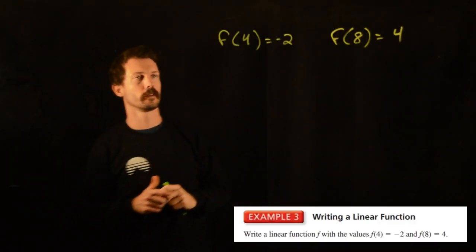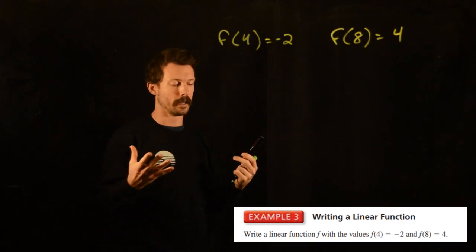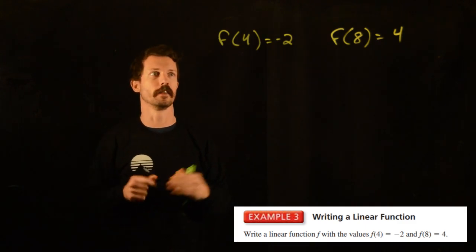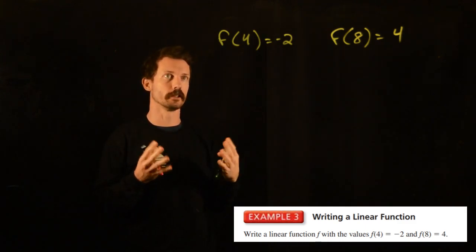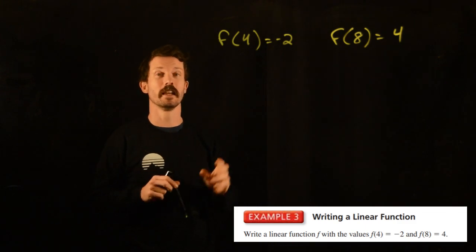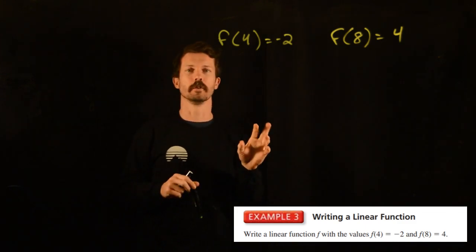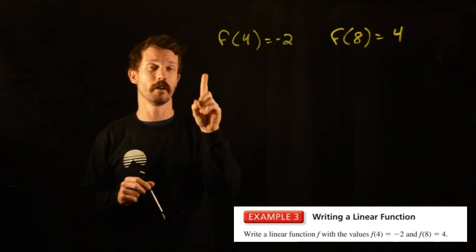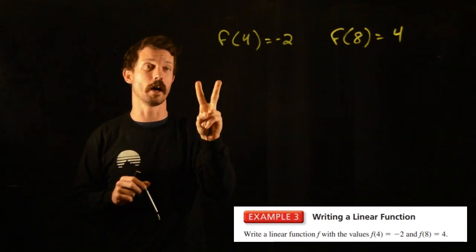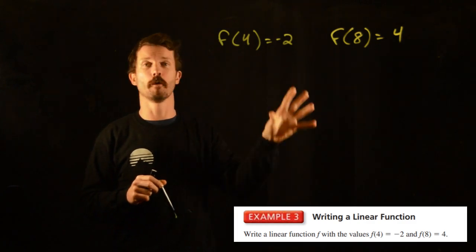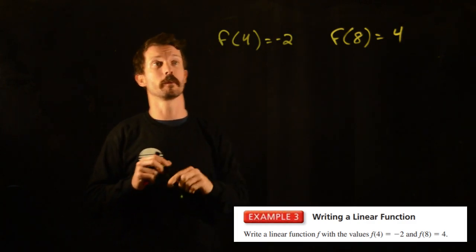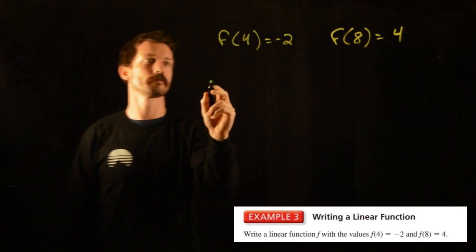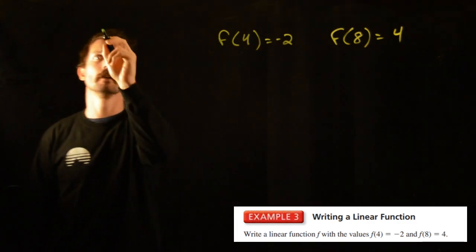All right, so in this problem, we're using a linear function f, and they want us to write a function or equation using this information. Now, it doesn't say what form to use. I would use slope-intercept form if I had the slope and the y-intercept. But I don't have the y-intercept, so I'm going to use point-slope form.